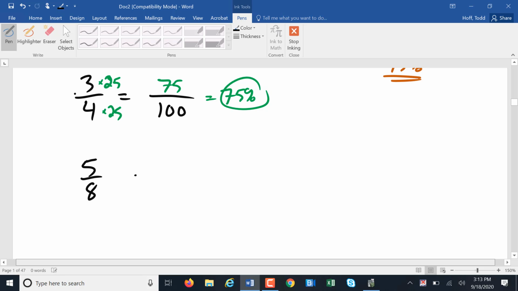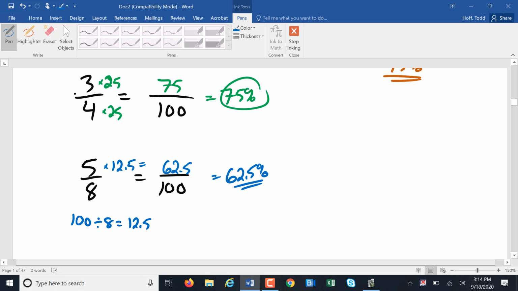So if we run into something like 5/8, 5 out of 8, and we want to know what that is out of 100, it's not so easy to see what we would multiply the 8 by. What we would do to find that is work backwards. We do 100 divided by 8, which is 12.5. So that means we would multiply the 5 by 12.5 to get 62.5. Or 62.5 out of 100, or 62.5%. This leads us to a shortcut.